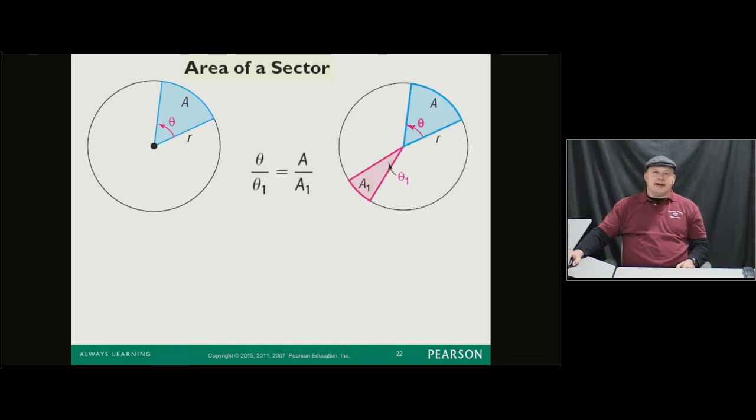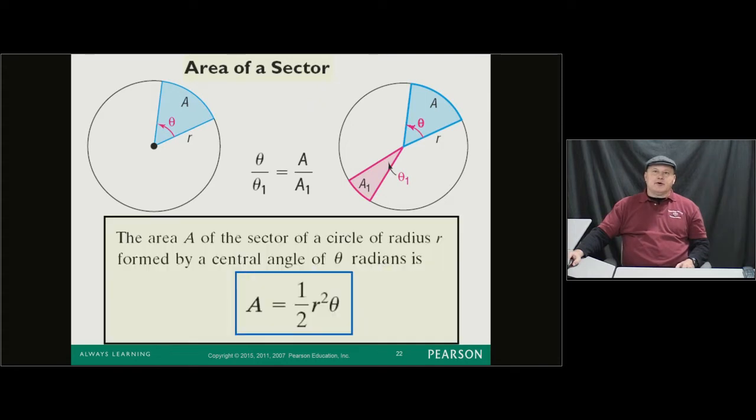So again, it's theta over theta 1 equals A over A1, the areas. That gives us this formula right here basically. The area A of a sector of a circle of radius R formed by a central angle theta radians is given by 1/2 R squared times theta. And again, theta is measured in radians, just like the other formula when we were finding the length of an arc. So for the area of a sector, same thing, theta has to be measured in radians.